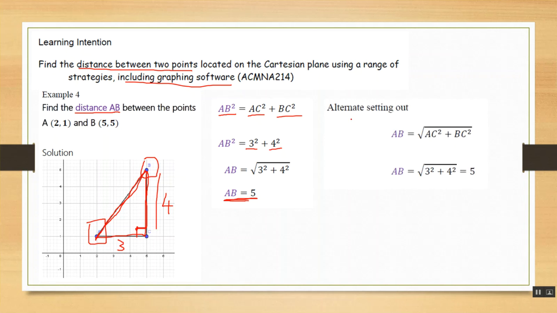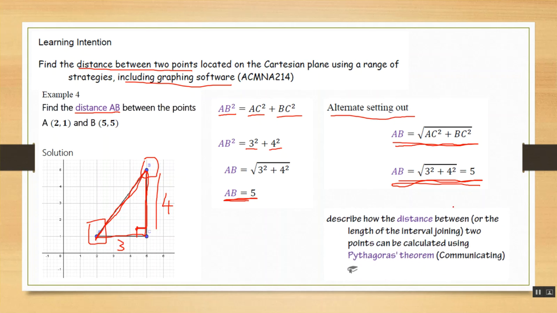The alternate setting out would be this one. So I'm happy with this setting out. If that makes sense to you, you can see there's a little less working involved with this one. This is what you need to be able to do. Describe how the distance between 2 points can be calculated using Pythagoras' theorem.